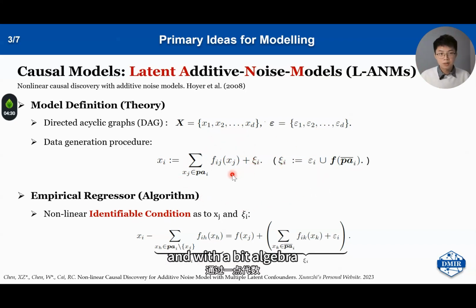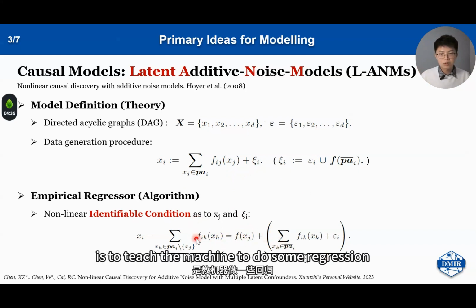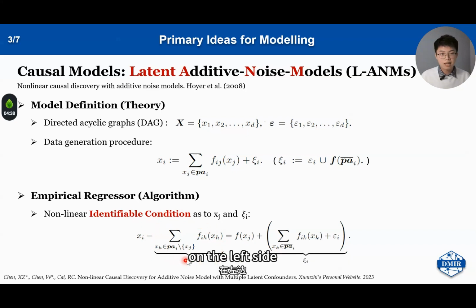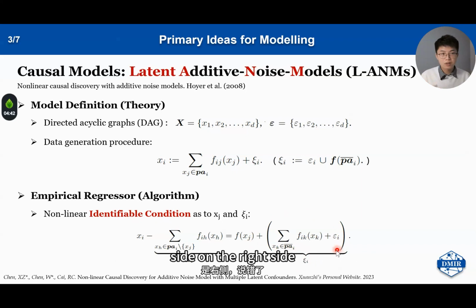And with some algebra, we have an expansion equation like this. And the reason for doing this is to teach the machine to do some regression on the left side in order to make the extended noise on the right side independent again.